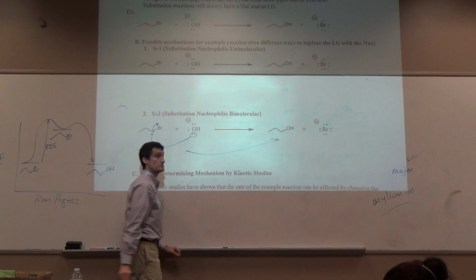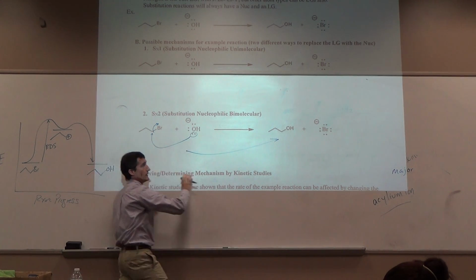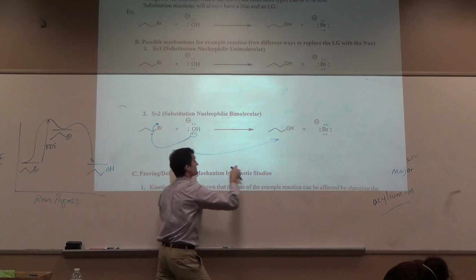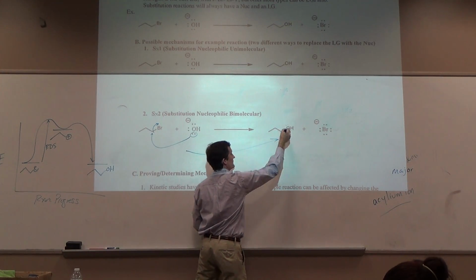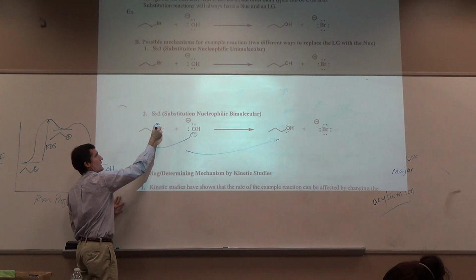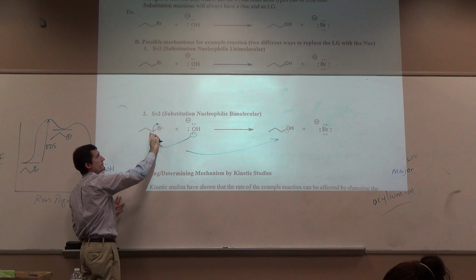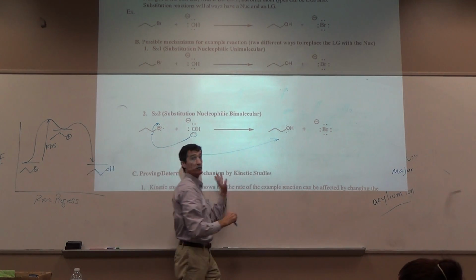Hopefully everybody sees that. Because what are we doing right here? These electrons bind to the carbon. One lone pair binds to the carbon, 2 lone pairs remain. What does this arrow mean to you? Bromine is getting kicked off, 2 electrons going with it. Bromine now has 4 lone pair electrons. That's minus. There you go.